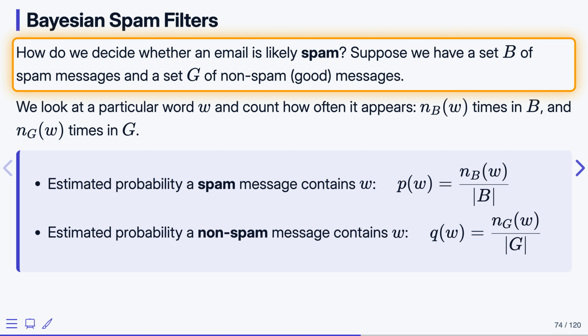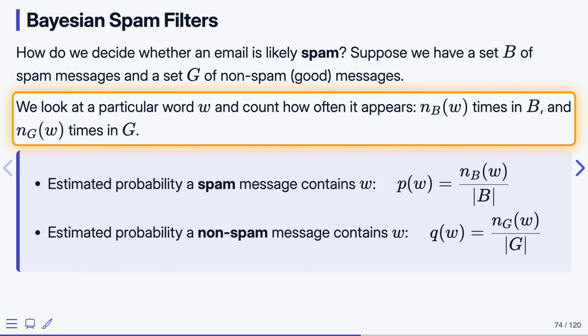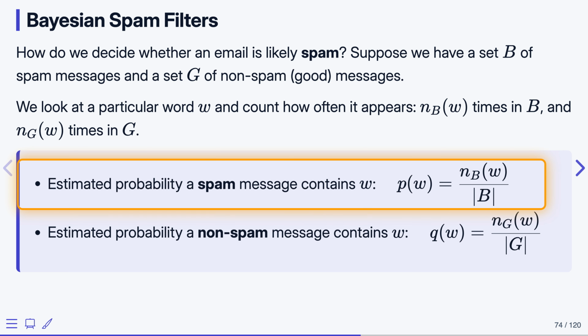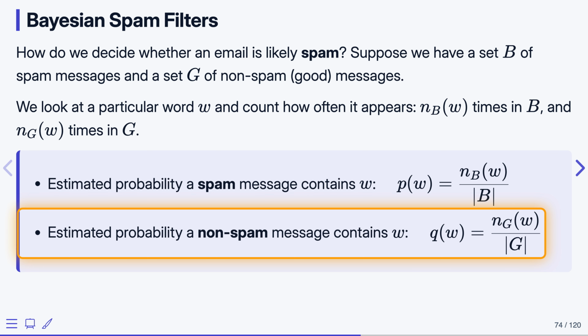Now a real application, filtering spam email. We start with 2 piles of old messages. Pile B is spam. Pile G is good, non-spam email. We choose a word, and call it W. We count how many spam messages contain it, and how many good messages contain it. Then P of W is the fraction of spam messages that contain the word. And Q of W is the fraction of good messages that contain the word. A word common in spam but rare in good email is a strong clue.